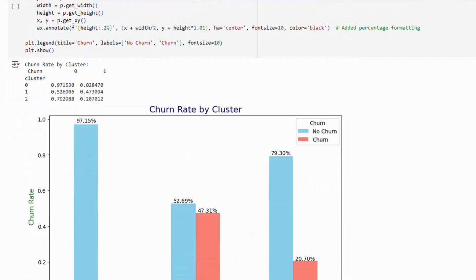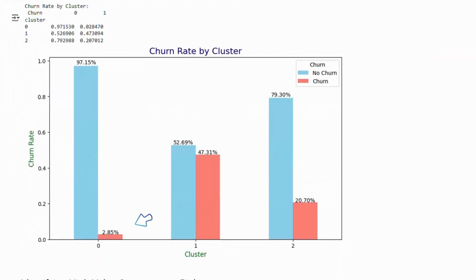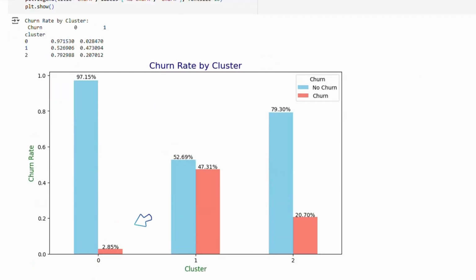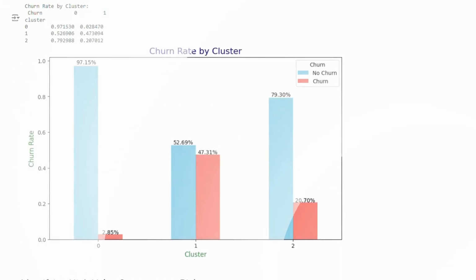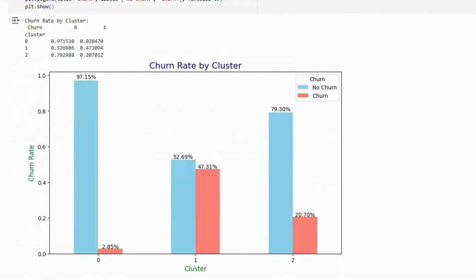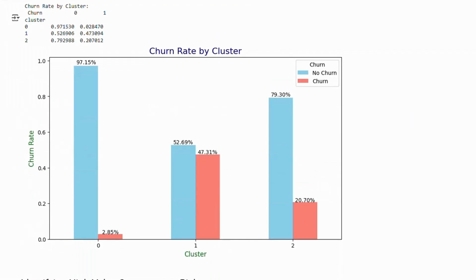Next, we examined churn rates within each cluster. Cluster 0, low churn at just 2.85%. Cluster 1, alarming churn at 47.31%. Cluster 2, moderate churn at 20.7%. These differences offer clear targets for tailored retention strategies.